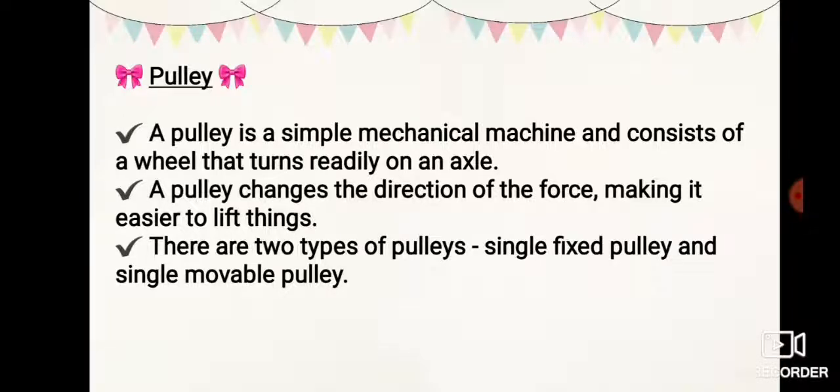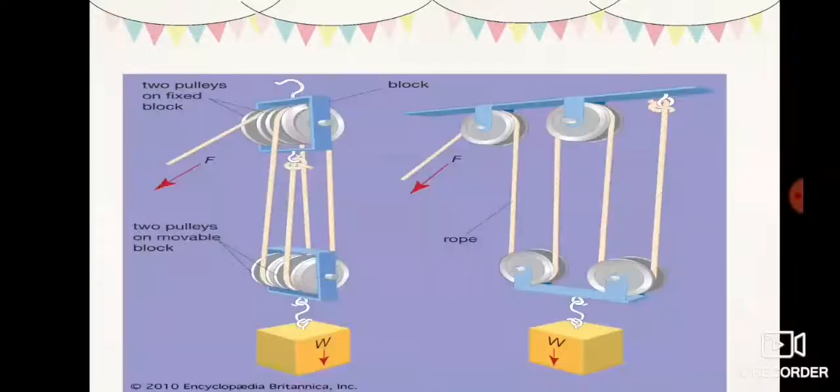Now pulley. A pulley is a simple machine that consists of a rope and a grooved wheel. So a pulley changes the direction of the force, making it easier to lift things. Here in this image you will understand more clearly, as you can see this in a well also. So to fetch water we are using this machine which is called pulley.